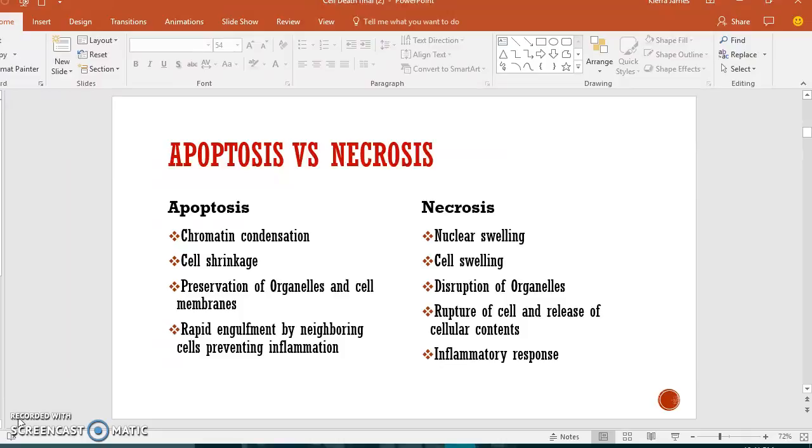Necrosis is an irreversible, premature, sudden cell death due to external factors. It is an uncontrolled passive process. An example would be skin being exposed to poison or a heart attack. Necrosis can also be the death of living cells.